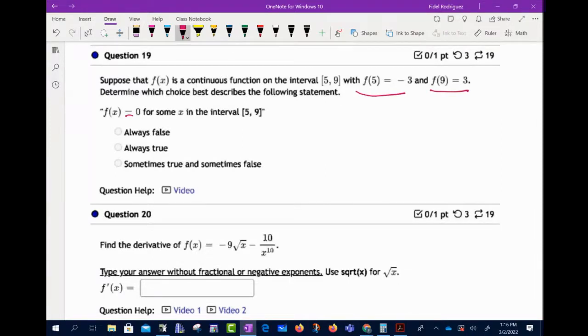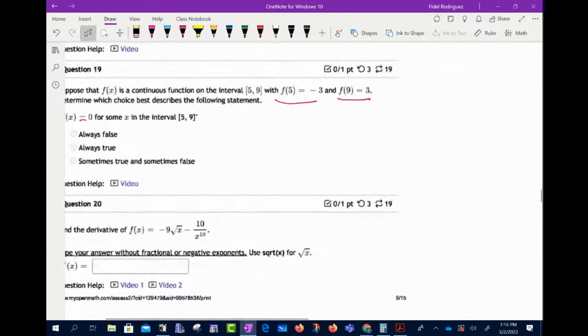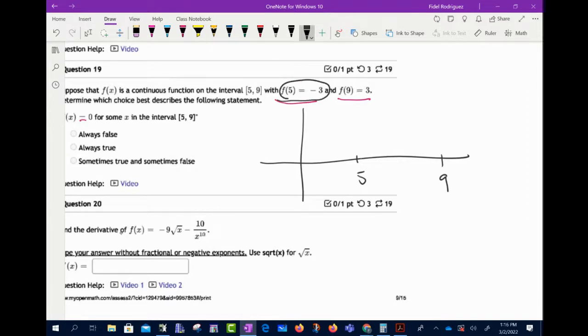Okay, so let's think about this for a minute, y'all. Look what it's telling me here. We have some function, and it's continuous over the interval from 5 to 9, right? So look what we know. At f of 5, the value is negative 3. So this here is going to be a point right there. And f of 9 was equal to 3.